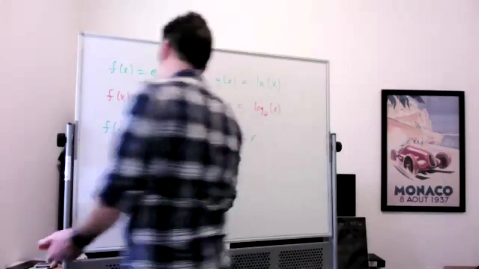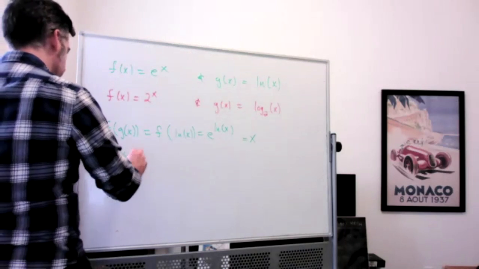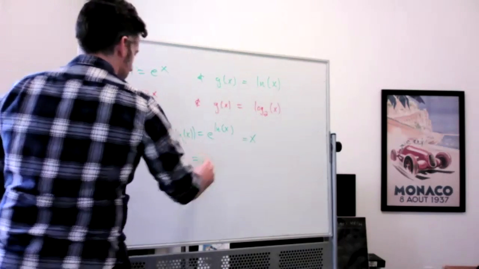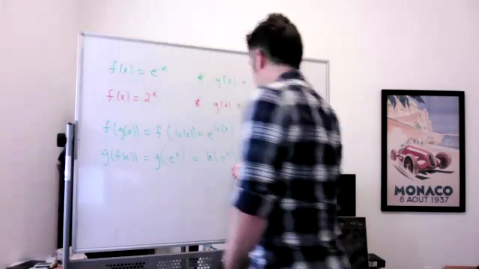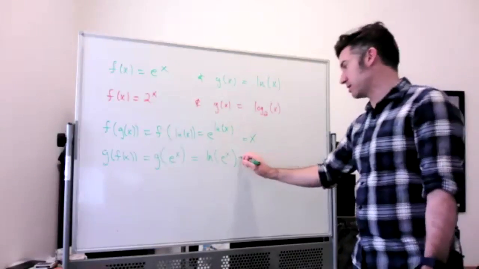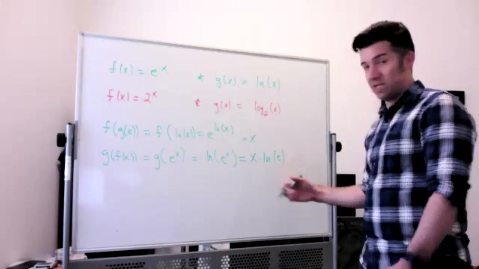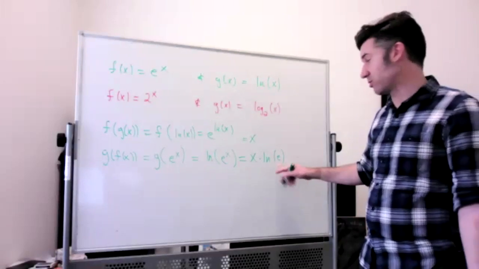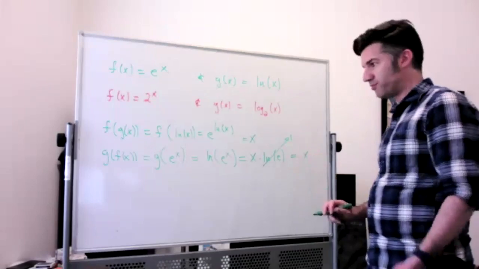And also the other way, g of f of x is g of e to the x, which is the natural log of e to the x. You can either just say they undo each other, or you can even use the power rule, right? Bring down the x and say it's x times natural log of e. But the natural log of e says e to what power equals e? Oh, e to the first power equals e. That's a 1. So that's going to be x.